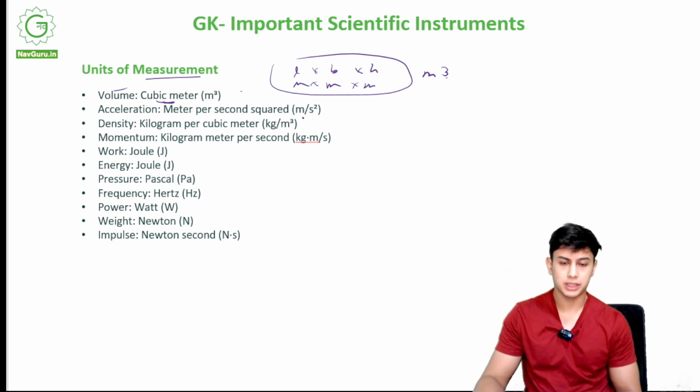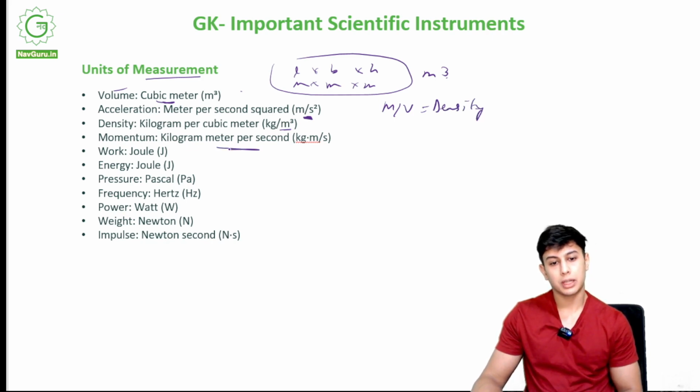Acceleration is meter per second square. Density is kilogram per meter cube. So if I divide mass by volume, that is density. Momentum is kilogram meter per second. So if I have some mass and it is moving, that is momentum.